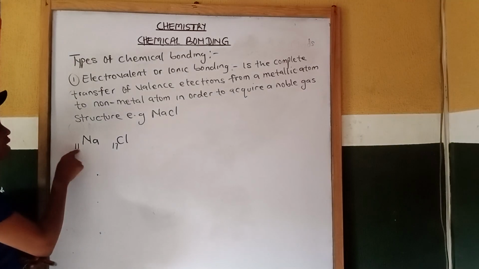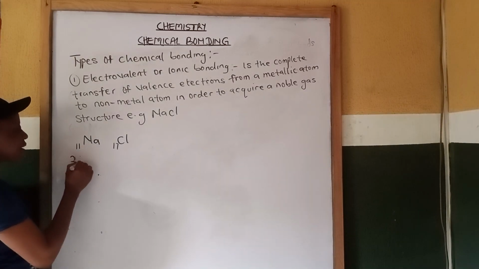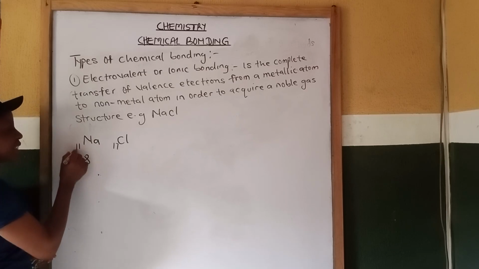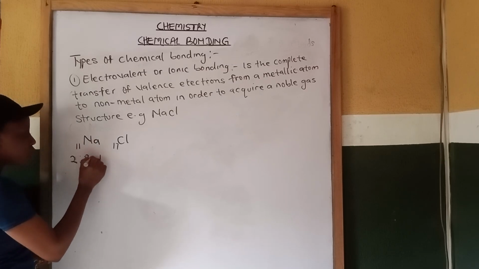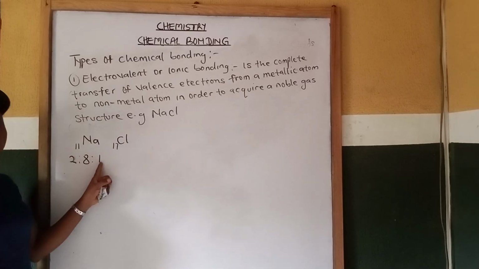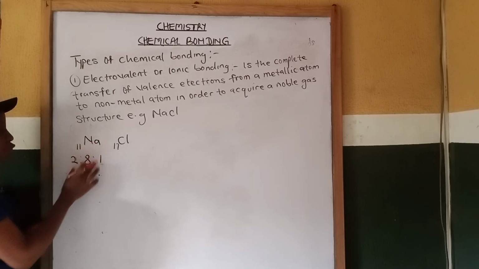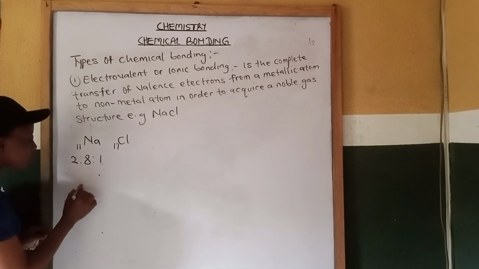Now out of these 11 electrons, the first shell carries 2, then the second one will carry 8. So 2 plus 8 is 10, and in 11 will remain 1. So it has 1 valence electron, which is the outermost shell electron. So let me use a diagram to explain the structure of sodium.